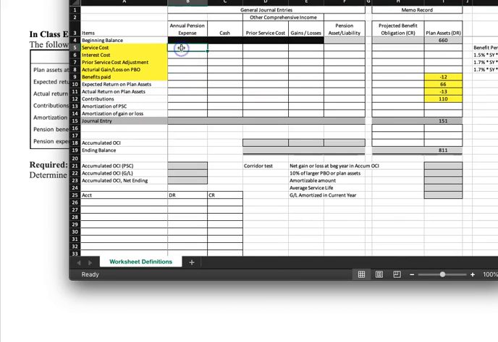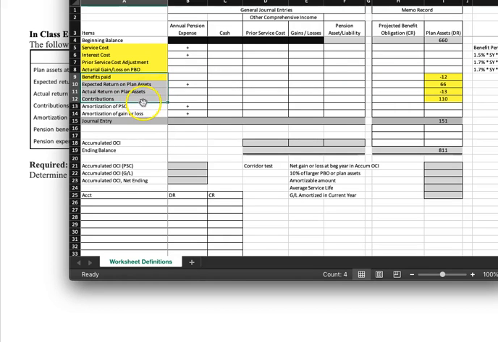Then to get your pension expense, remember it's your service, your interest, your expected return, and your amortization of gain or loss. So those are the 5 pieces. Once you have all these and you know them, you can calculate the journal entries for all of your pension related problems. 5 items go into my PBO: service cost, interest costs, prior service cost adjustments, actuarial gains or losses, and benefits paid. 4 items go into my actual plan assets: my benefits, my expected return, my actual return, and my contributions.